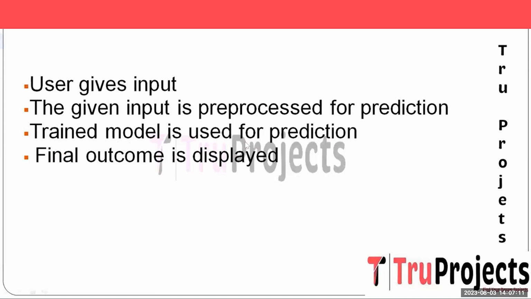And the next step is the trained model is used for the prediction. The trained machine learning model is used to analyze the pre-processed input to make the prediction about whether the provided URL or the domain name is associated with a phishing website.